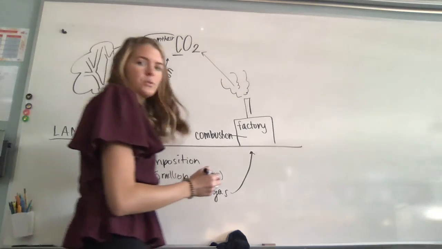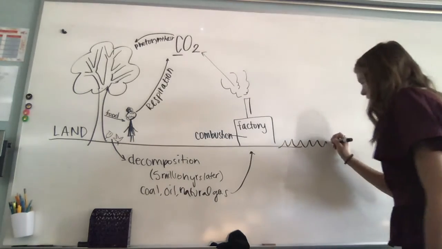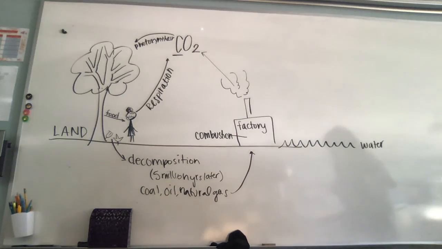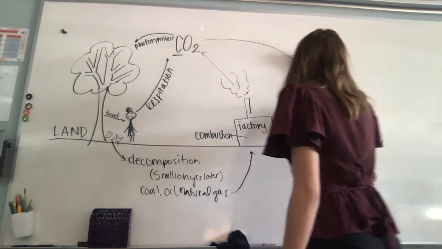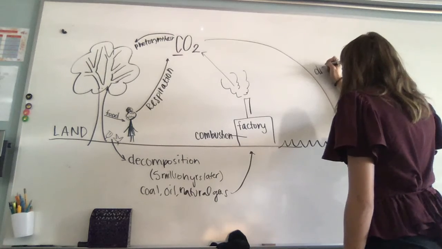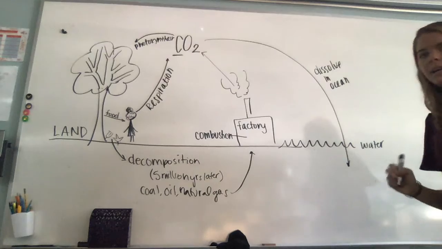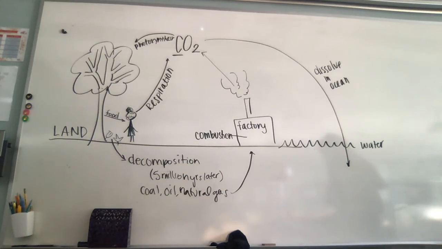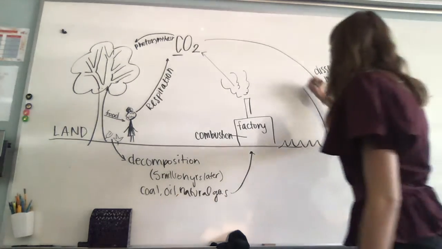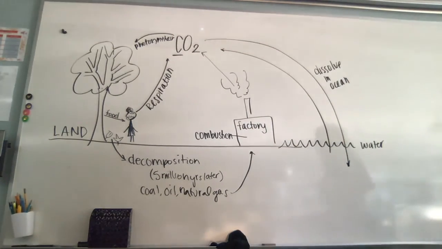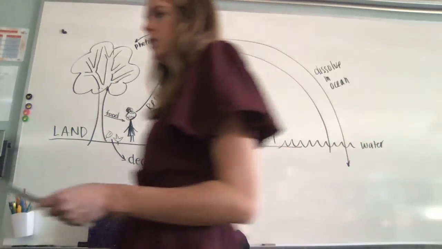However, CO2 can also get into our water. So now we have water over here. These are my waves. CO2 can dissolve in the ocean. But it can also be evaporated as well. We know that water can evaporate, and when it evaporates, it brings oxygen up with it, which goes back into the air. So this is how carbon is cycled throughout our atmosphere.